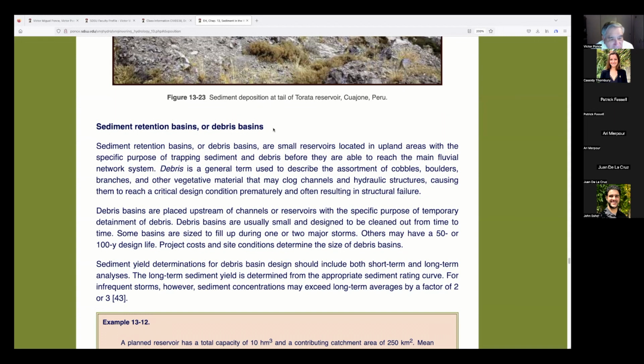Sediment retention basins, also called debris basins, are small reservoirs located in upland areas with the specific purpose of trapping sediment and debris before they're able to reach the main fluvial network system. That's the experience of Santa Barbara in 1991. Debris is a general term used to describe the assortment of cobbles, boulders, branches, and other vegetative material that may clog channels and hydraulic structures.